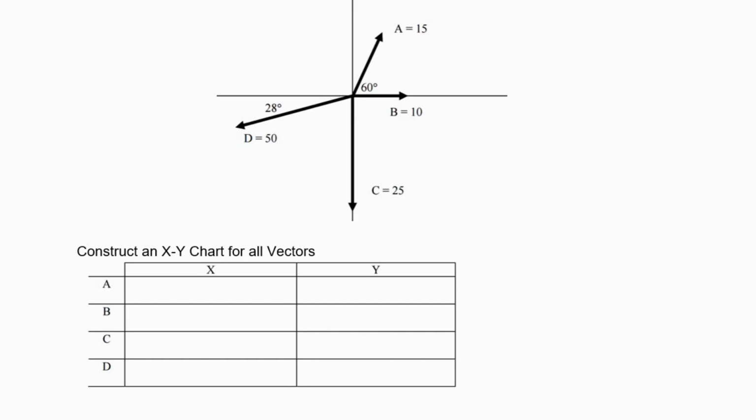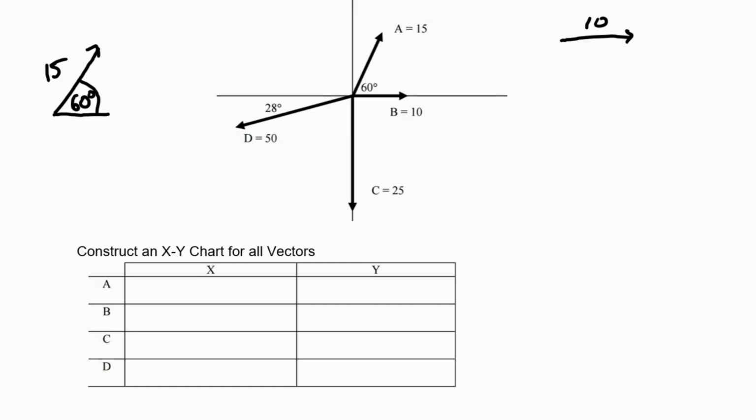We're trying to find both the x and y components of all 4 of these vectors. For vector A, I'm just going to draw that over here. This is a value of 15 with a reference angle of 60 degrees. You should be able to find the x and y components of this by now. What about B? Looking at B, it's going to the right with a value of 10. What are the x and y components of this? What's the direction of this vector?